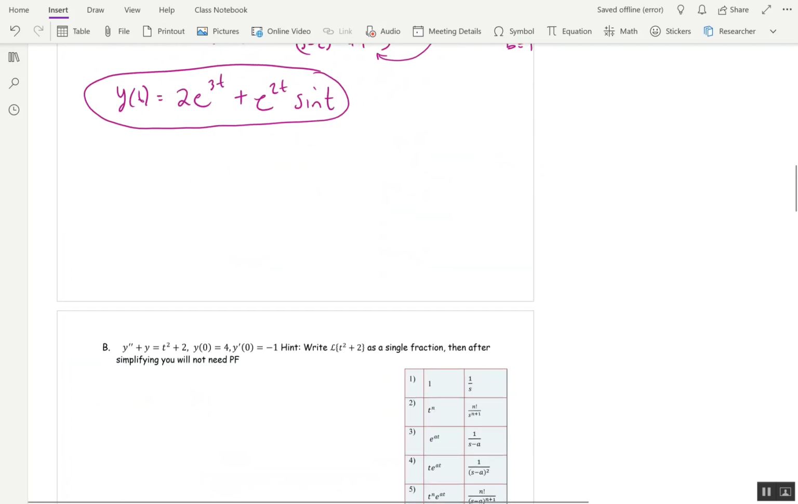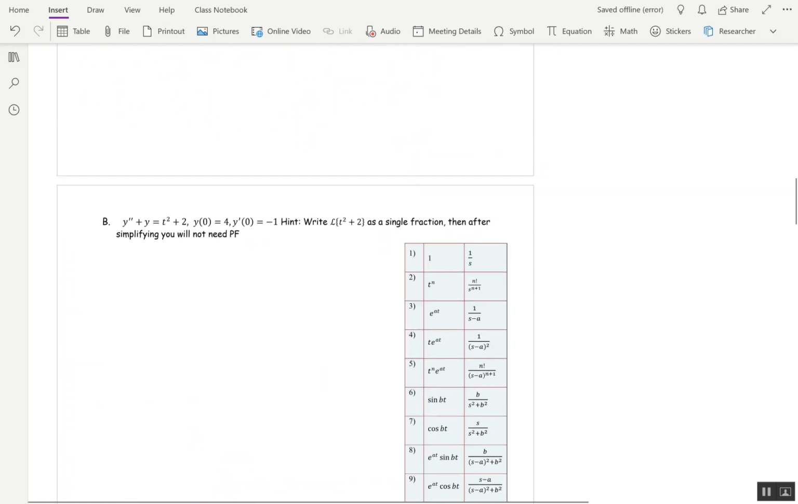All right, next problem. I put a condensed version of our table there to the right, so we can use that. We're going to start off with L of both sides.